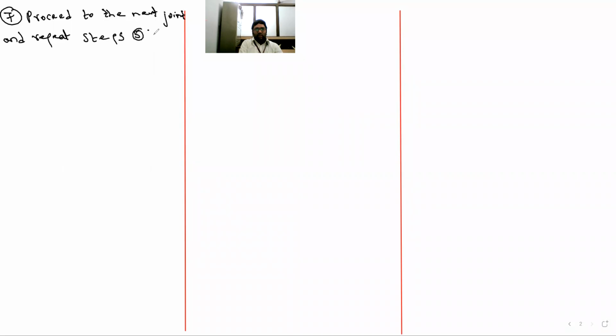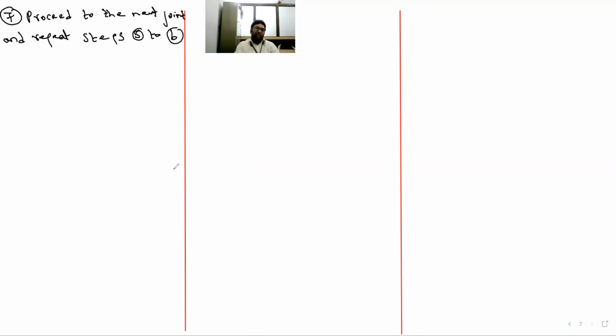So the last step, that is the 7th step, is to repeat the entire process by going to the other joint. Proceed to the next joint and repeat steps 5 to 6.